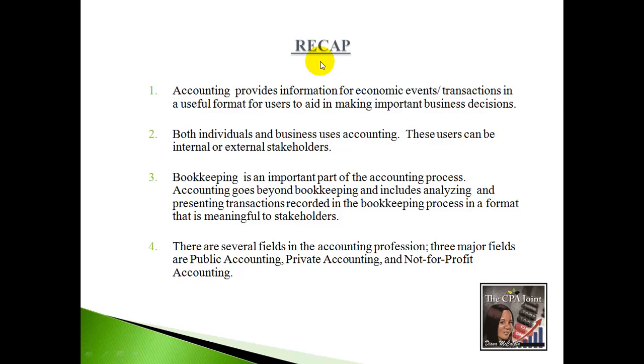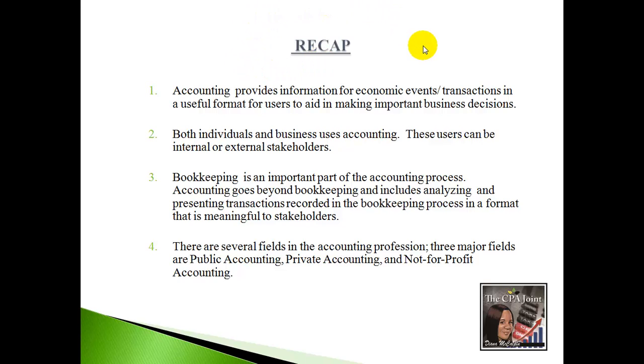So let's recap today's lesson. Accounting provides information for economic events or transactions in a useful format for users that assists them in making important business decisions. Both individuals and businesses use accounting. These users can be internal or external stakeholders.